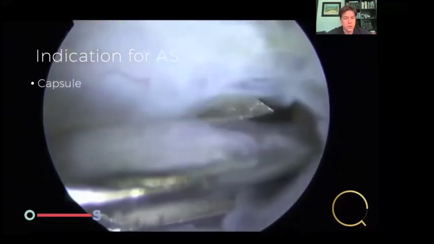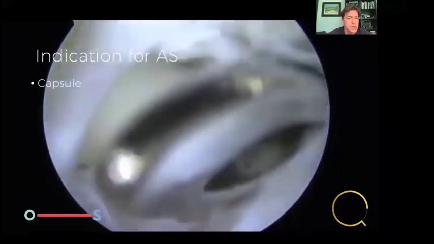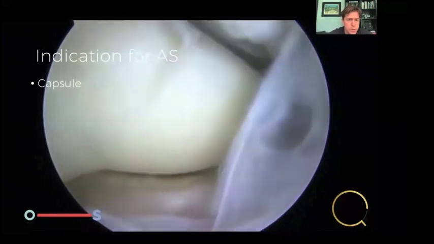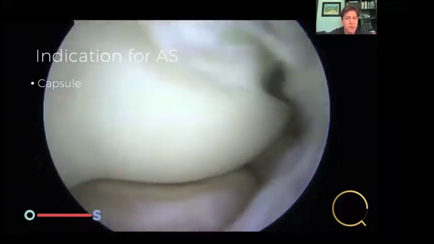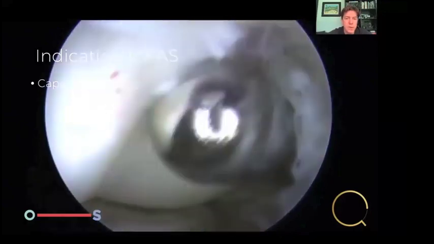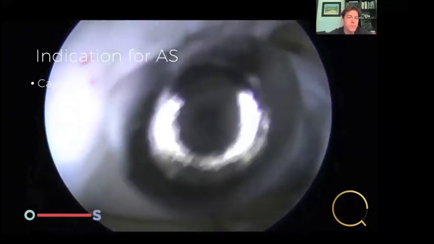And once we have the lateral portal, we go in with the punch and just cut those fibrotic strands. Once you've cut them, use a shaver to shave them away. Don't use suction because the nerve is close by, as you know, the radial nerve. And then you start releasing the capsule from the bone.